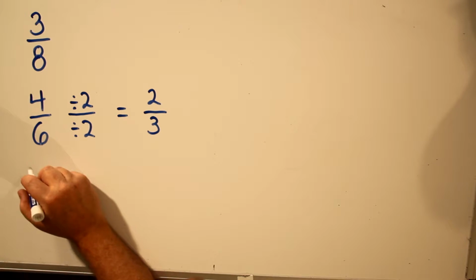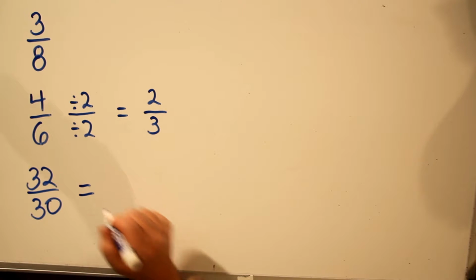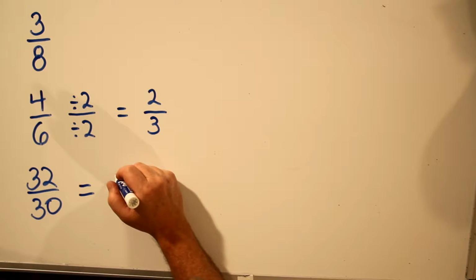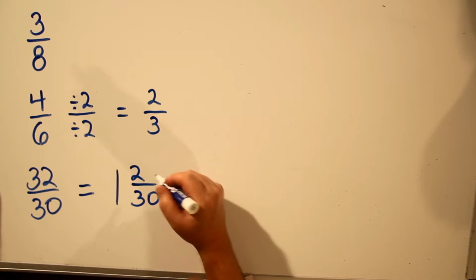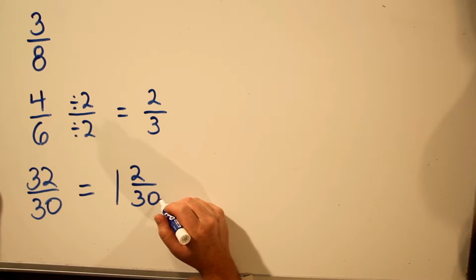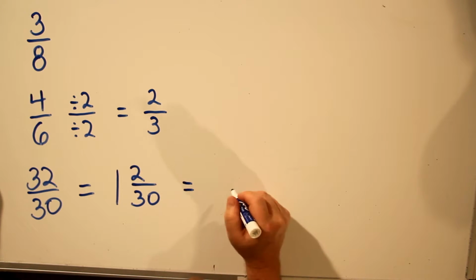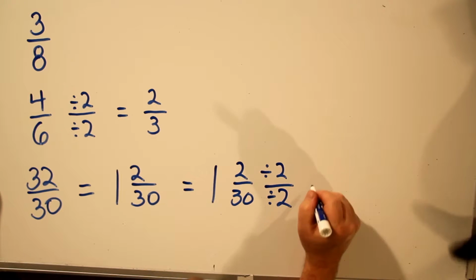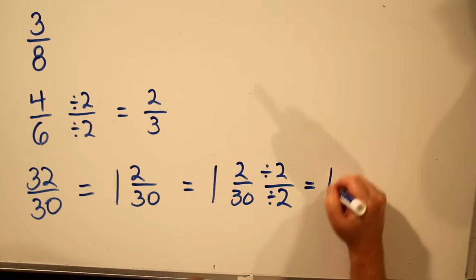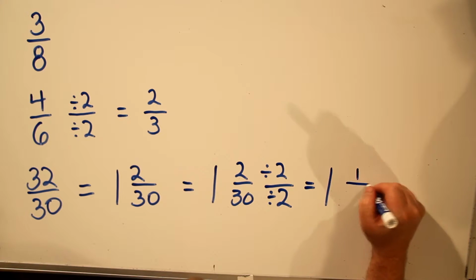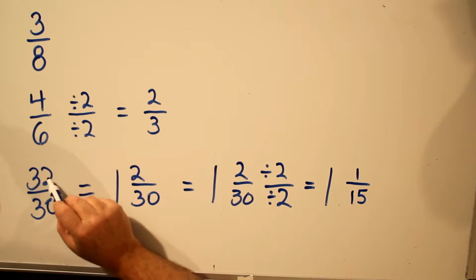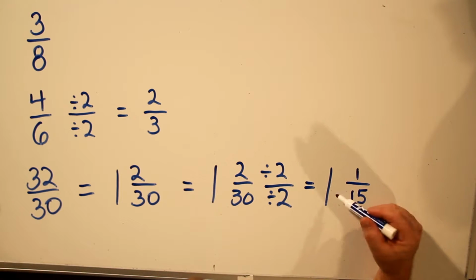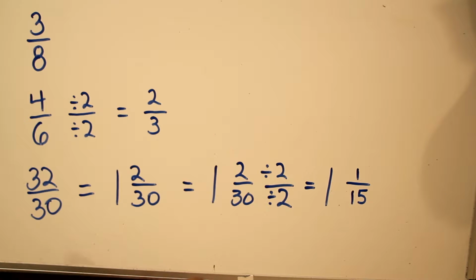An improper fraction can always be simplified. Written as a mixed number, it is in simplest form. In this case, 1 and 2/30. However, there is a number that will divide evenly into 2 and into 30, and that is the number 2. So in simplest form, the top 2 divided by 2 is 1, and the bottom number, 30 divided by 2, is 15. In simplest form, 32/30 is 1 and 1/15, a mixed number written in simplest form.